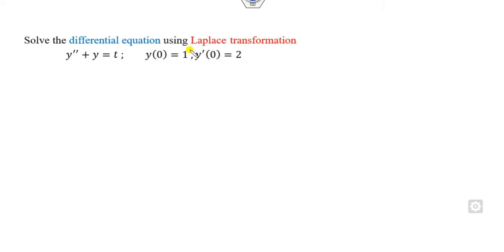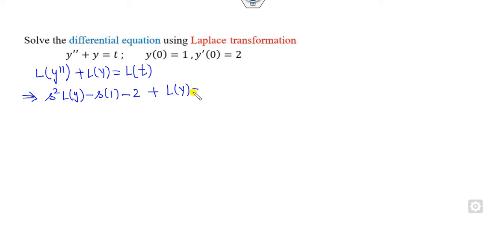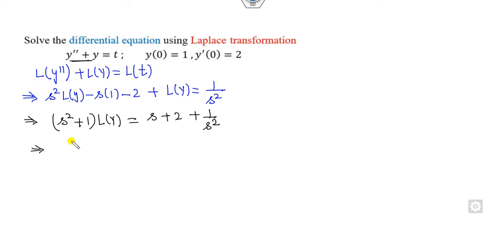Okay, again by using the Laplace transformations, I can start from here. y double dash plus y is t, so Laplace of y double dash plus L of y is Laplace of t. So it is s square L of y minus s y of 0 minus y dash 0, plus L of y, and what is the Laplace of t? It will be 1 over s square. Now I can make the pair of the L of y. So it's s square plus 1 into L of y, and the remaining terms give plus 1 over s square. Again you can see the auxiliary equation of this is m square plus 1, which is the same. So can you find the value of the L of y?